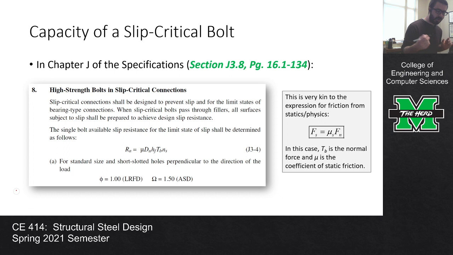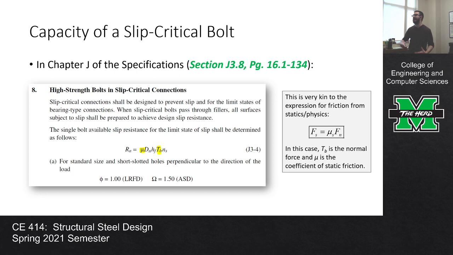The equation that's in the spec is the same thing. It's formatted the same way. It's basically the coefficient of static friction times a normal force, but then there are some adjustment factors at the end of the day. This is my coefficient of static friction, the mu value. This term Tb is the bolt pretension, and that bolt pretension is just the normal force. Maybe I'll use a highlighter here. This is my coefficient of friction, this is my normal force. The other terms are basically just multipliers that adjust that, and we'll talk about what each of those mean.